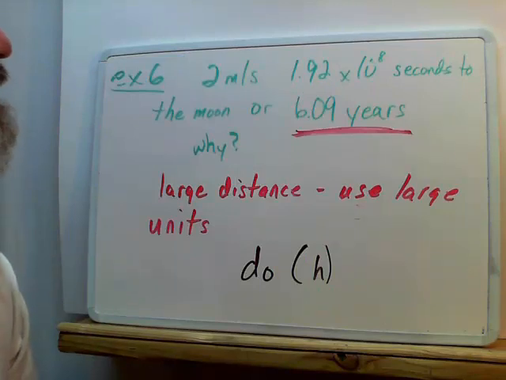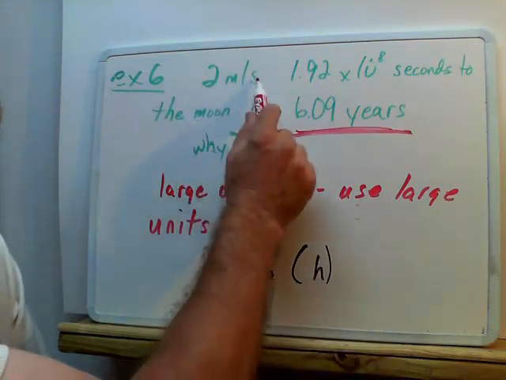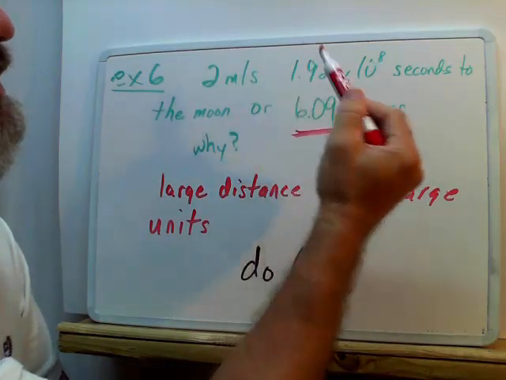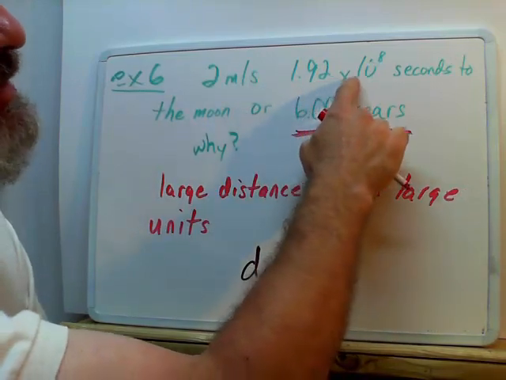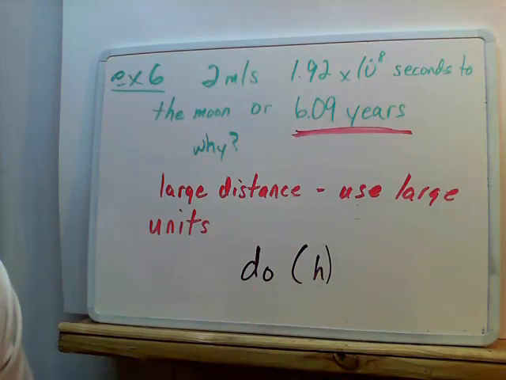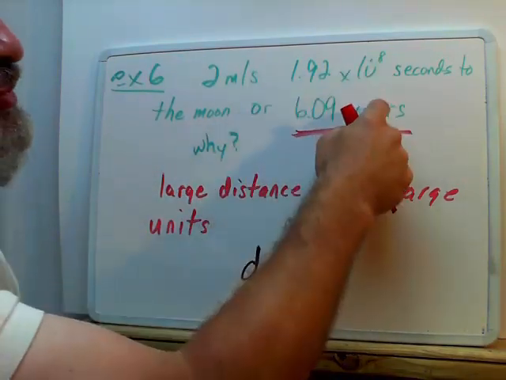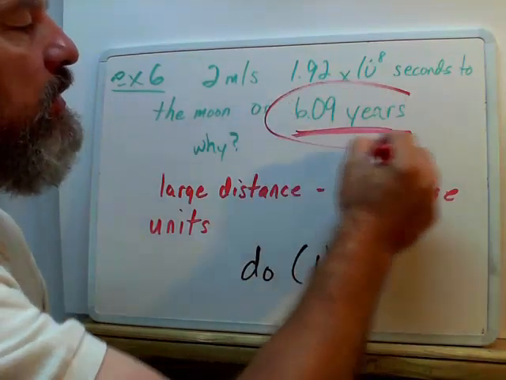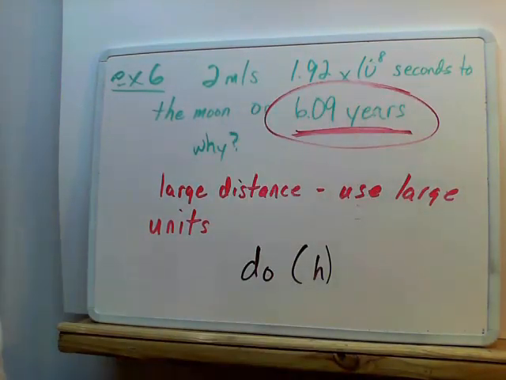Example number 6. 2 meters per second is the speed that we're looking at, and they're asking you, should we report that as 1.92 times 10 to the 8 seconds to get to the moon, or should we say that it would be 6.09 years? And which of those should we use, and why should we use that particular one? In this case, we're definitely going to use 6 and 9 hundredths years to get to the moon.